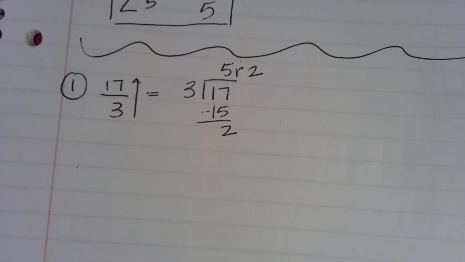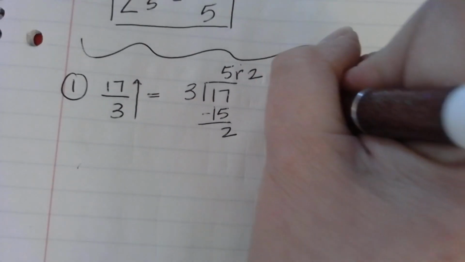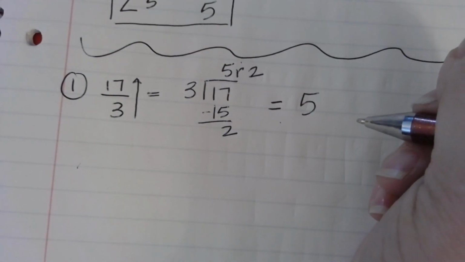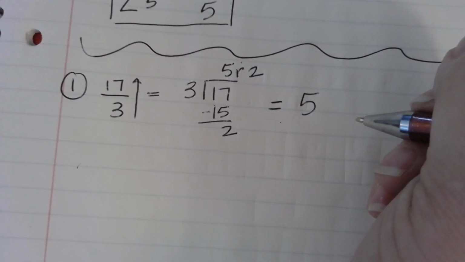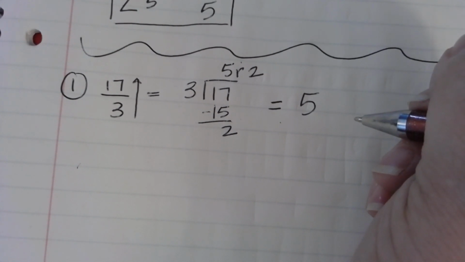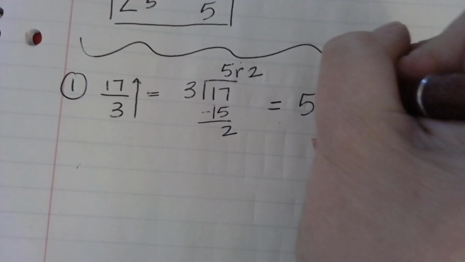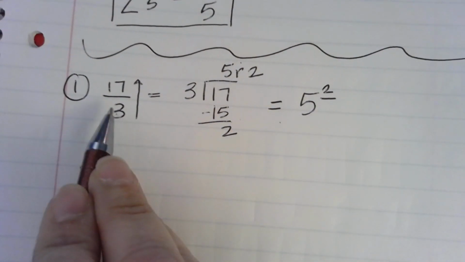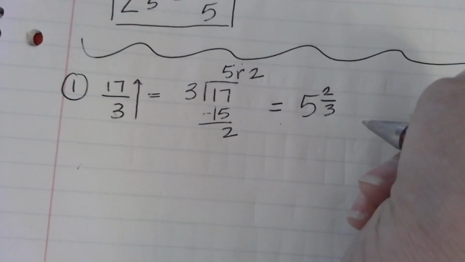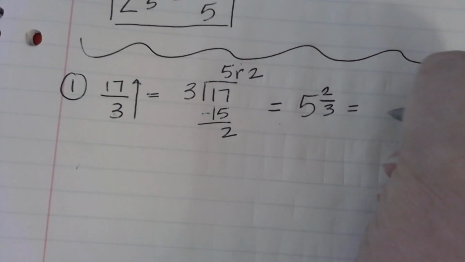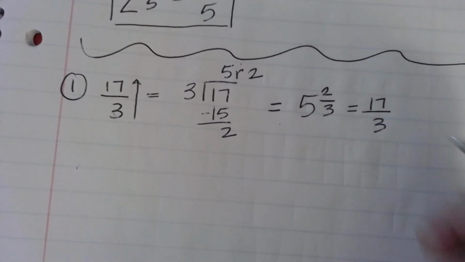So I have divided my bottom into my top, and now I will write my mixed number as 5. And what am I going to do with that remainder? It becomes a what? Jacob? It becomes the numerator, and the denominator stays the same. We get it from our original problem. So again, 5 2/3 is the same as 17 over 3.